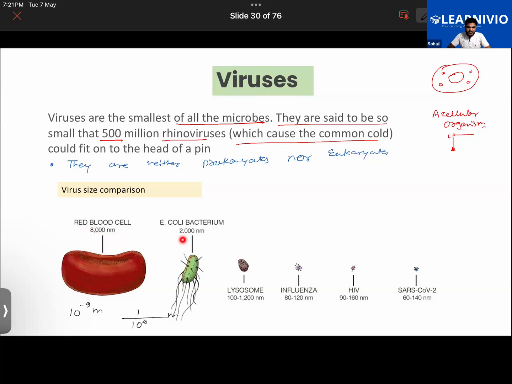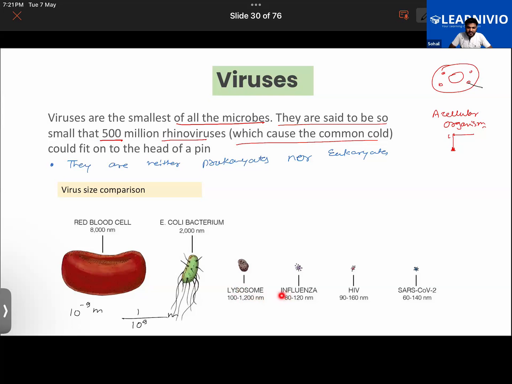Then you have the bacteria that is called as E. coli. Have you guys heard of this disease? It's actually a disease also, E. coli, caused by this bacteria. So it is smaller than the red blood cells, that is 2000 nanometer. Then talking about lysosome. Lysosomes are found within the cells. Remember that. We have got different cell organelles inside the cell. So one of them is lysosome. So lysosome is also very small.